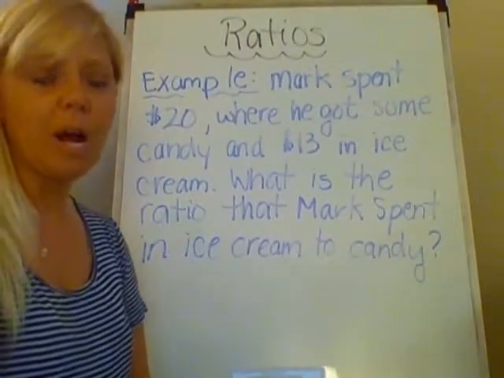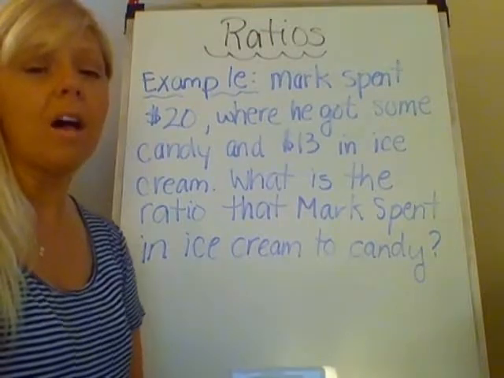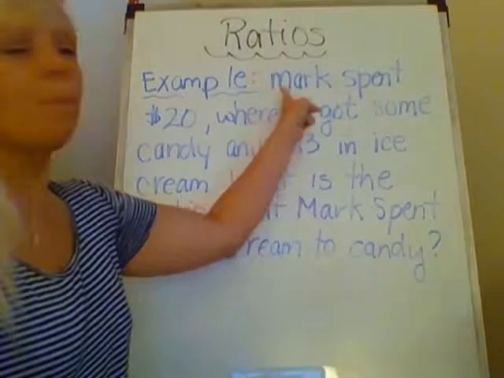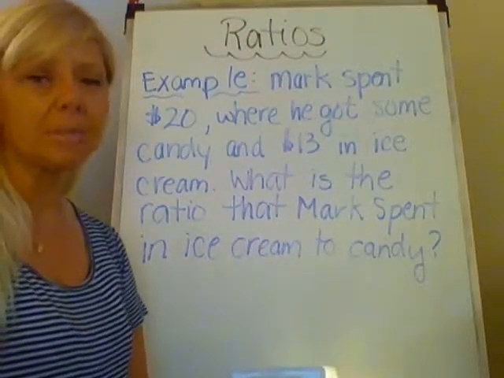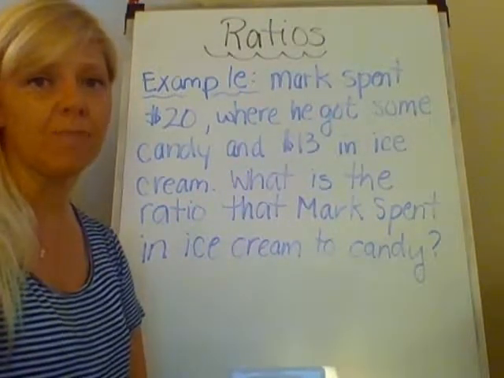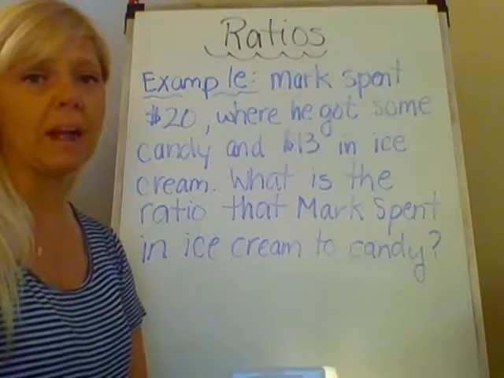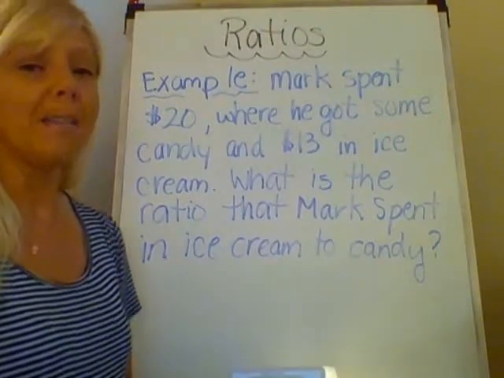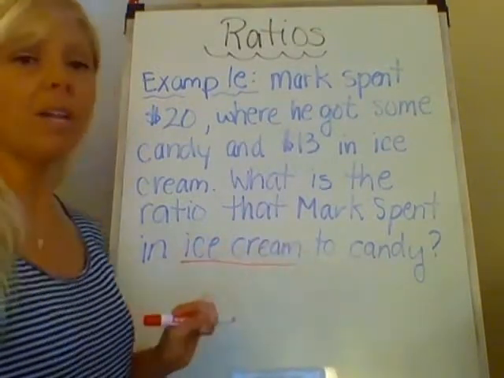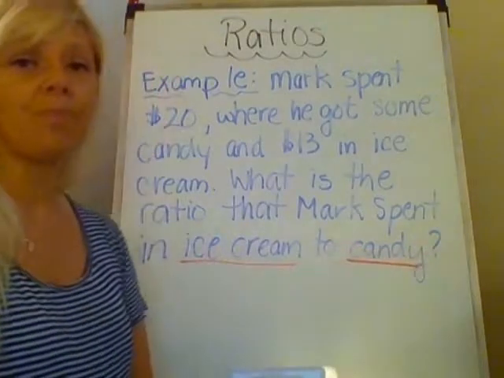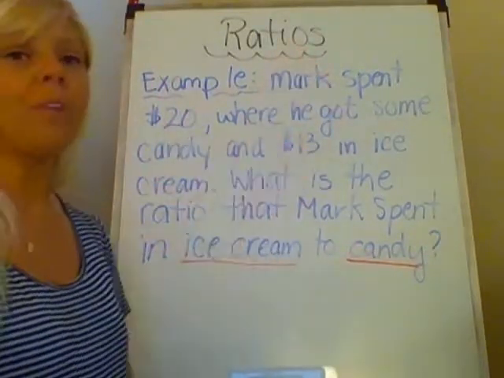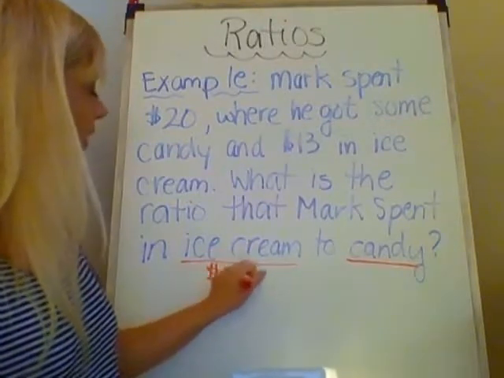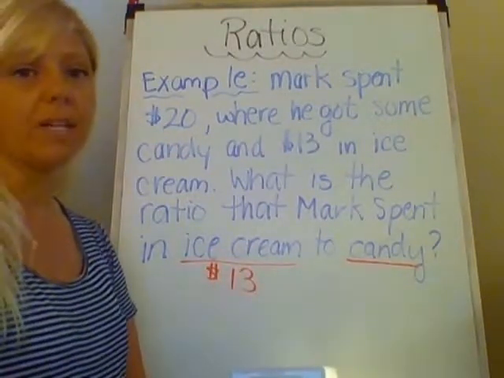Here we have a ratio word problem where we're comparing part to whole and part to total. So here's our example. Mark spent $20 where he got some candy and $13 in ice cream. What is the ratio that Mark spent in ice cream to candy? So in this problem, we're asking about the ice cream cost to the candy cost. Okay, so if I'm looking at my word problem, I know that he spent $13 on ice cream. So $13 is my ice cream price.